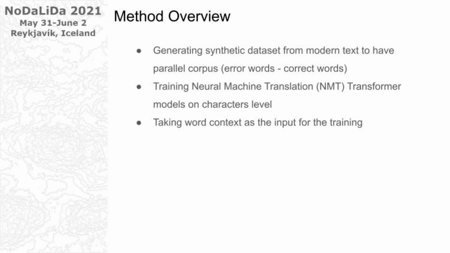To overcome the difficulties, we propose a novel method which uses synthetic datasets from modern text instead of a manually annotated corpus. Next, we train a neural machine translation model with a transformer architecture at character level. The model takes error words as input and tries to output the correct form. We also add the context of words to the input for training.